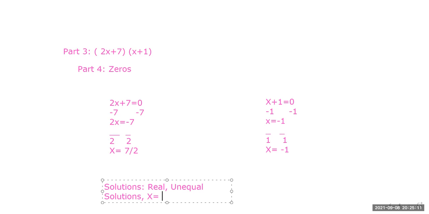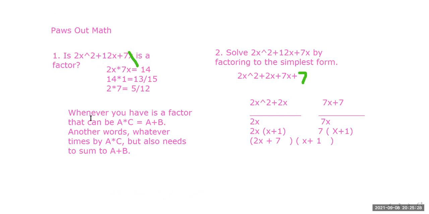X equals negative 1, 7 over 2 should be your answer. That's mathematically correct. Let's see if we got this correct. Let's go on to Desmos and see if we got this correct.